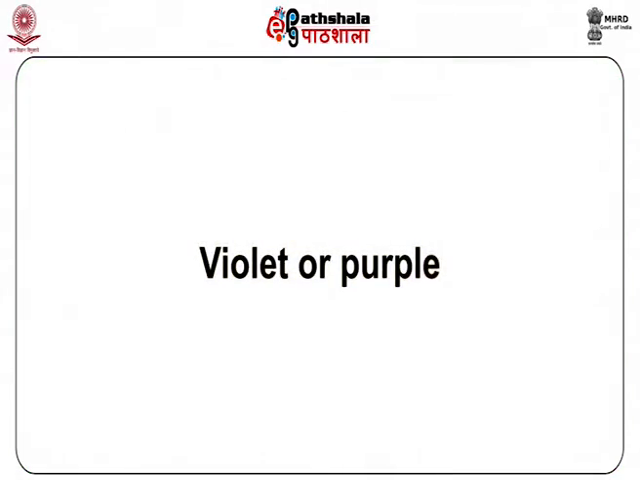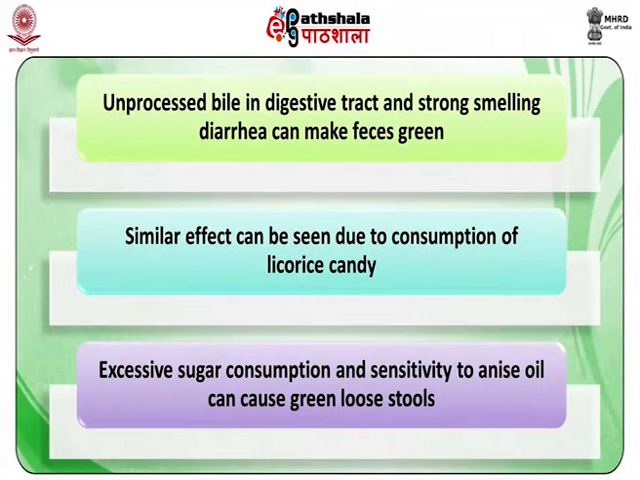The blue color. Prussian blue, a coloring used in the treatment of radiation, cesium and thallium poisoning, can turn the feces blue in color. If the food consumed contains blue dye, then it can also have the same effect. Violet or purple. Violet or purple feces is a symptom of porphyria. Green color. A large amount of unprocessed bile in the digestive tract and strong smelling diarrhea can make feces green.